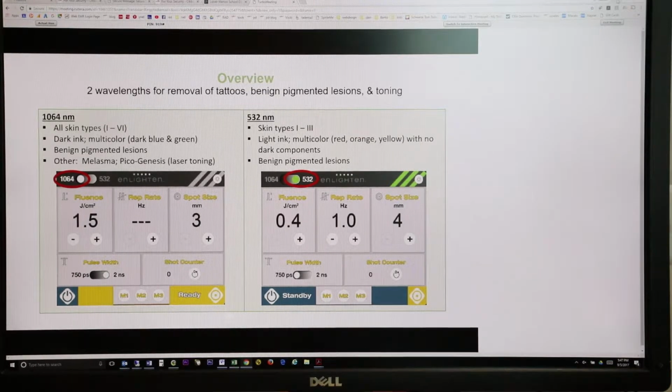Now you had mentioned an interesting point that we hadn't come across yet in tattoo removal, which was hyperpigmentation, and that you're using the Picogenesis in order to dissolve that. How often do you run into hyperpigmentation? Hyperpigmentation depends on the patient. I mean, it could be a number of variables.